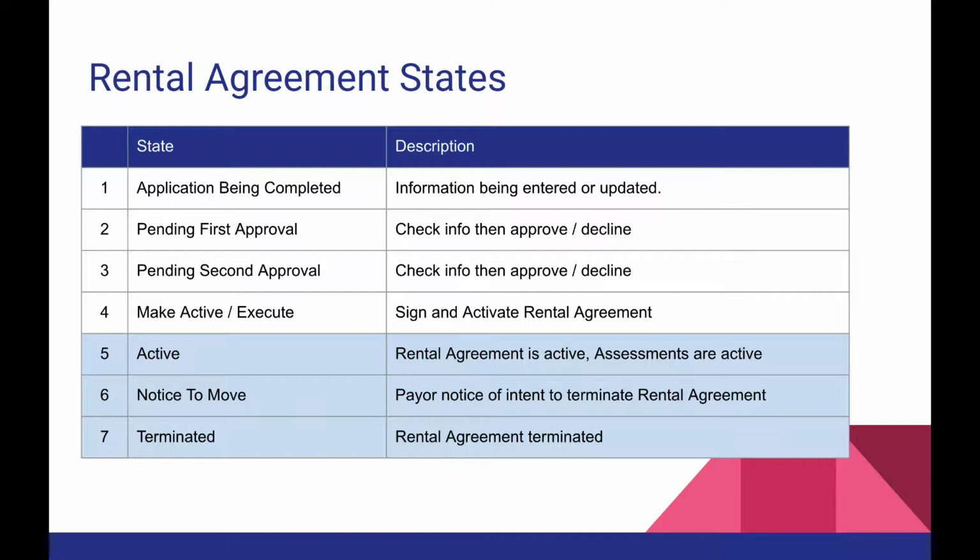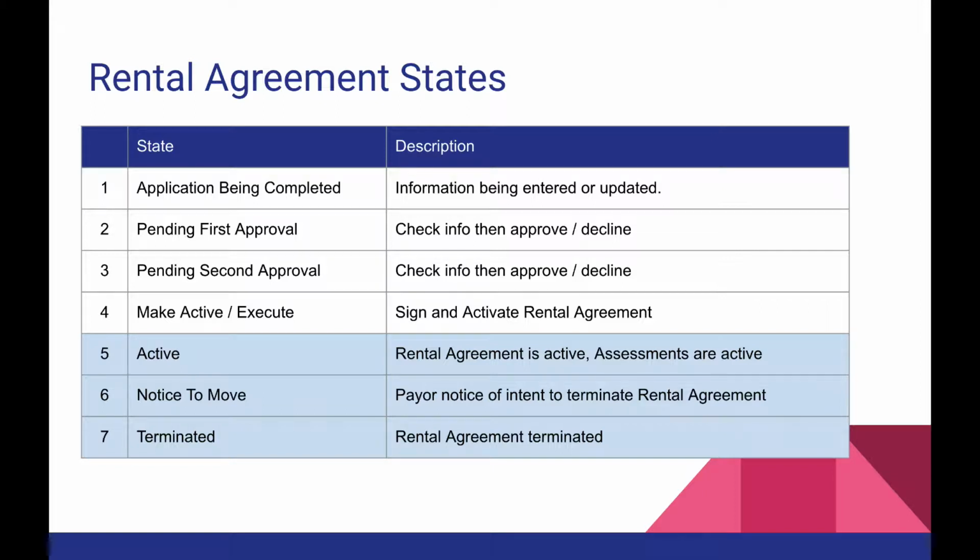State 6 is notice to move, which is just a slight variant of active. It means exactly the same thing as active, except that the payers have given notice of their intent to move on some date. And state 7 is the terminated state. It means that the rental agreement is no longer active, and there will always be an accompanying reason to indicate why it was terminated.